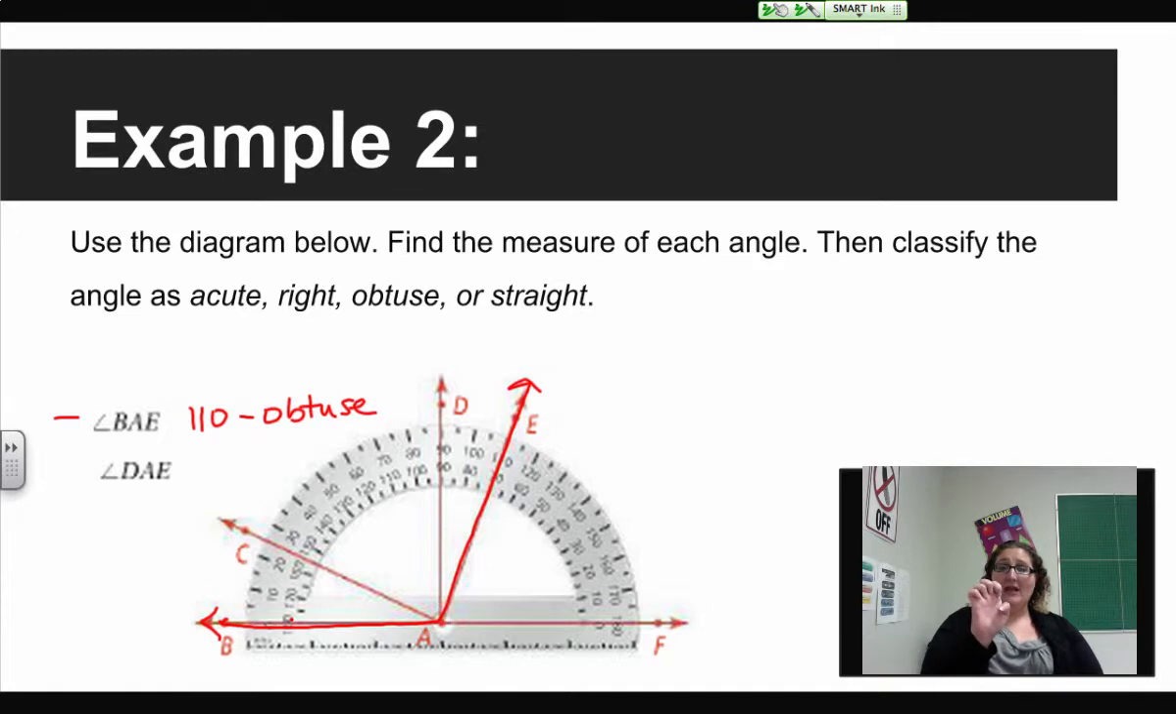The next one is angle DAE. So I'm going to find D, A, and E. Now this one's a little bit different. On this one, we don't have one of the sides that go all the way to 0, so we're measuring this angle from here to here. If I'm using the outside angles, this one was at 90, and this one was at 110. So if I want to find that angle measure, I'm going to take 110 minus 90, and I'm going to get 20 degrees. So that means it's acute.